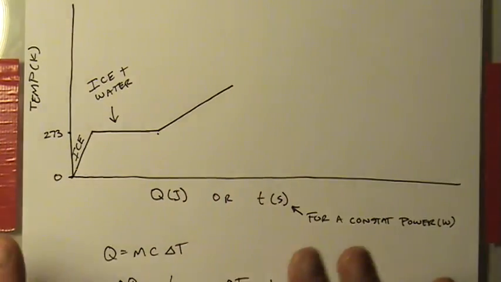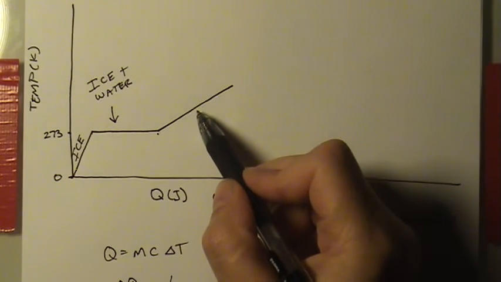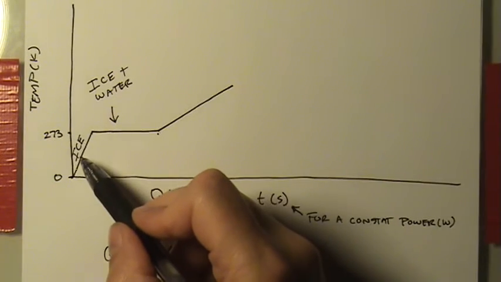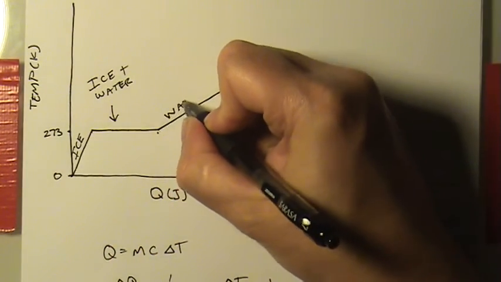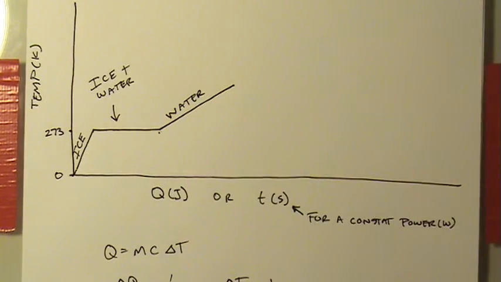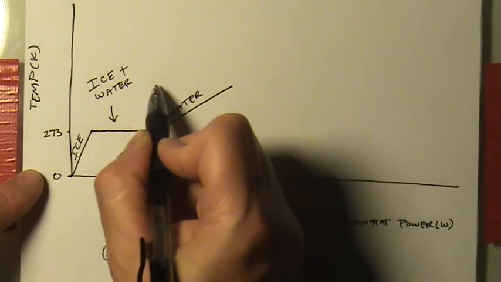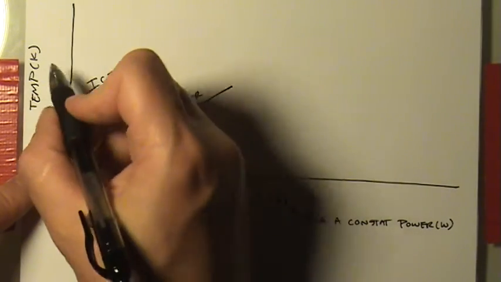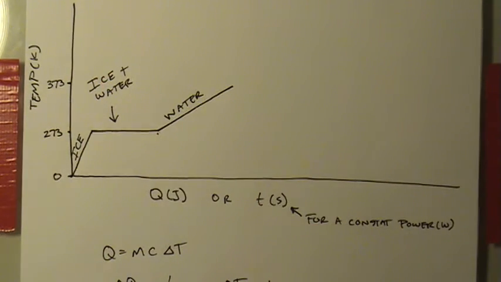This is specifically for water. Water has a higher specific heat capacity in its liquid form than it does in its solid form. So this is now completely water. And that water will continue to increase in temperature until it eventually reaches its boiling point at 373 degrees.